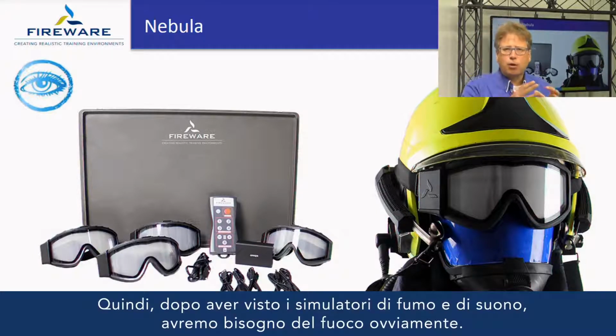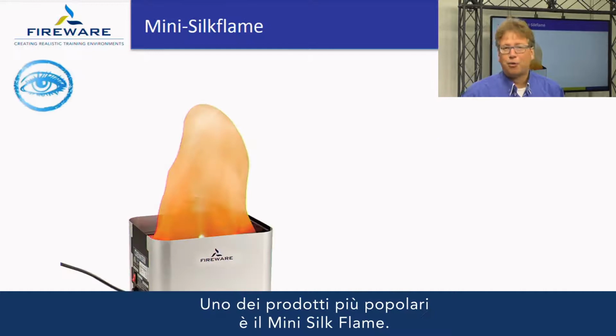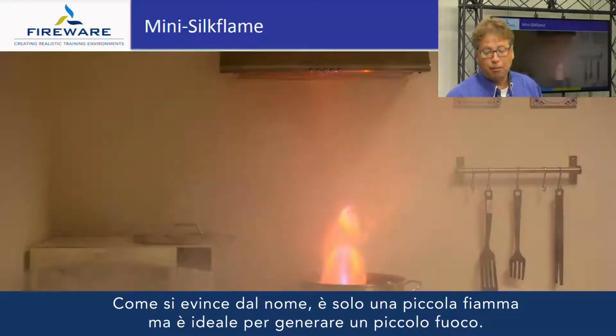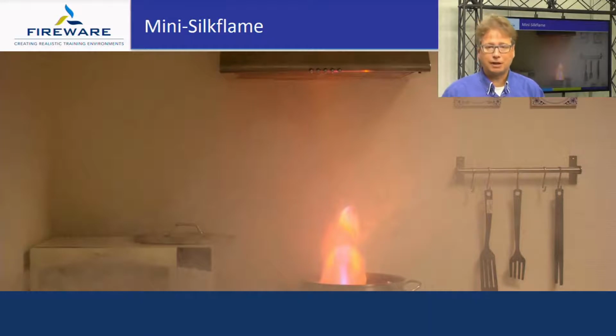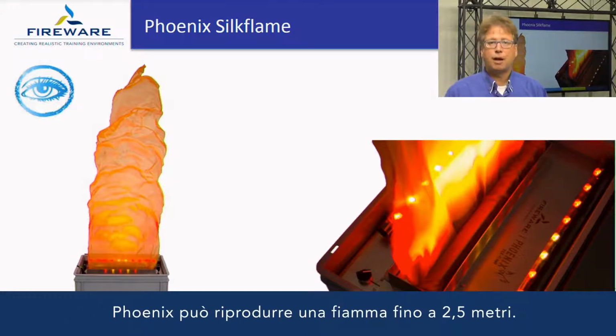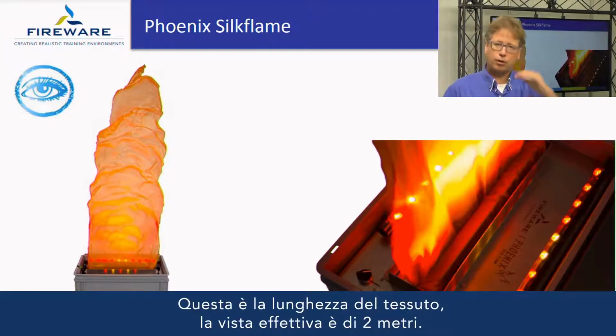So we have seen smoke, we have seen sound, and then of course we will need fire. So how can we simulate fire? One of our most popular products is the Mini Silk Flame. As said, it's just a very small flame, but it's ideal to generate, for example, pot fires or things like that. If we want to go a little bit bigger, we have the Phoenix. The Phoenix can make flames up to 2.5 meters. That's the stretch length, so the actual view is around 2 meters.